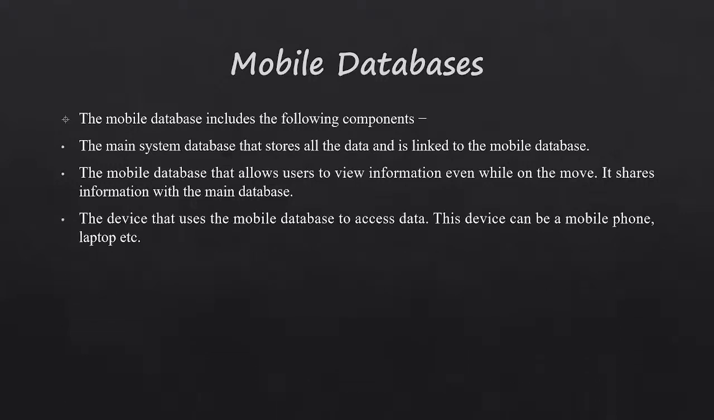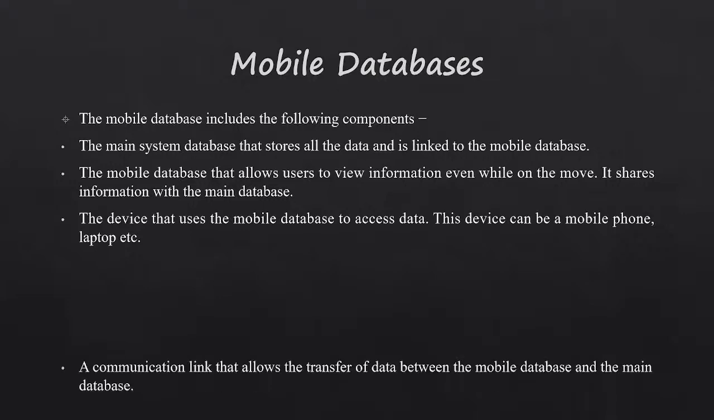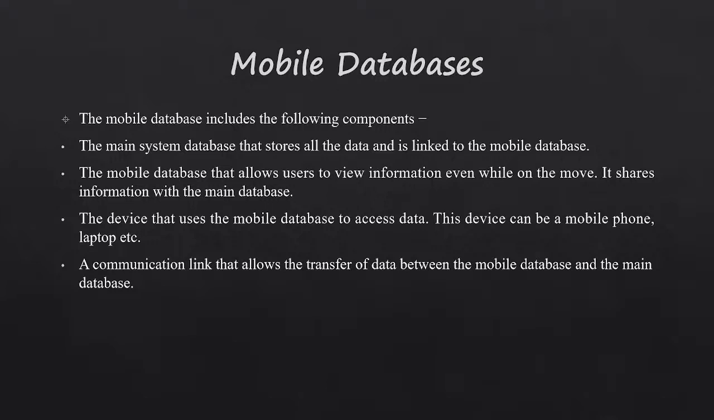And the devices that use the mobile databases to access data are mobile phones, laptops, etc. What mobile means is movement. It's not your phone, it's not the cell phone which we are using. Mobile means which is having movement. So simply there is a communication link that allows the transfer of data between the mobile databases and the main database, through which the transfer is actually possible.